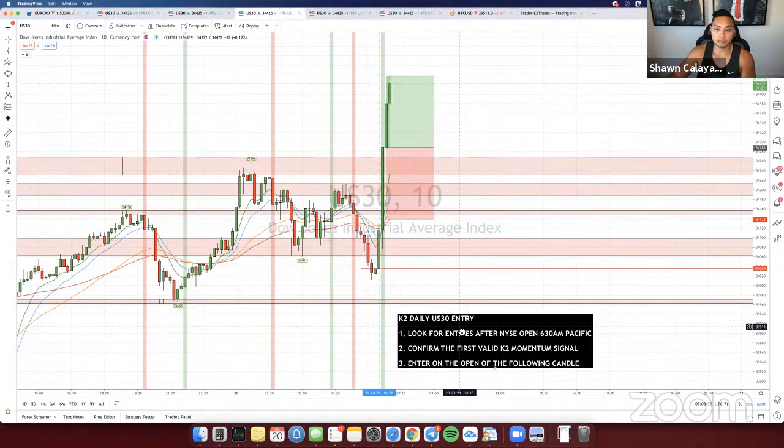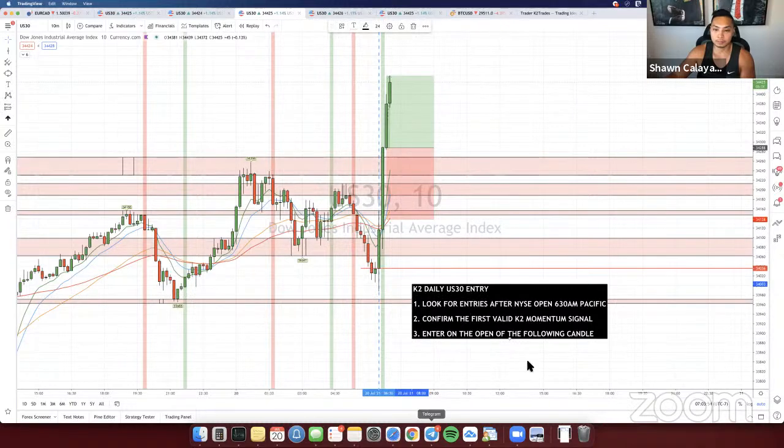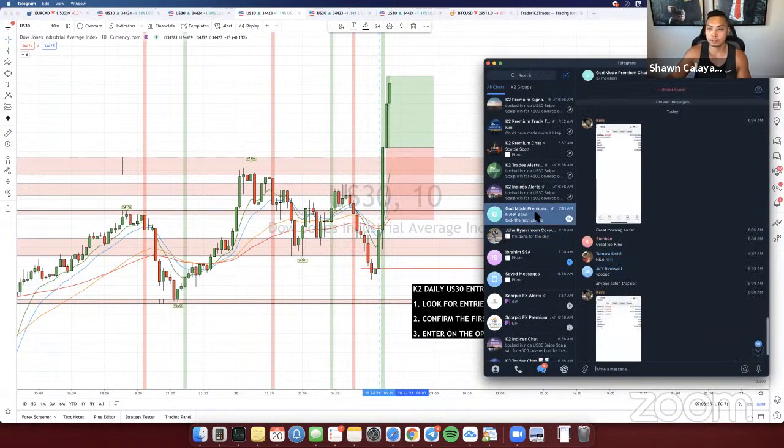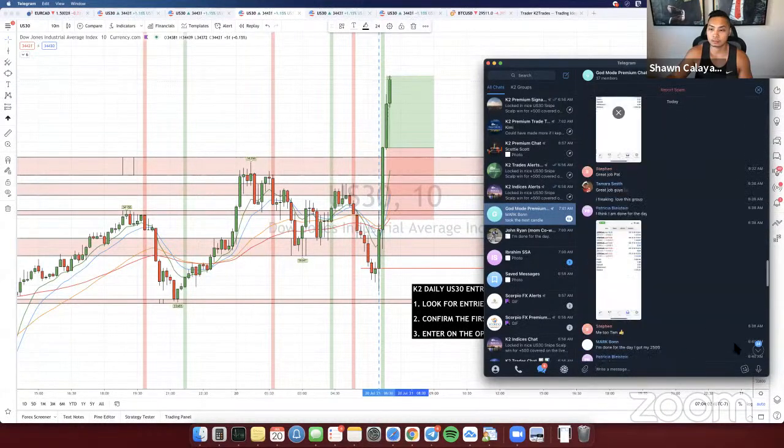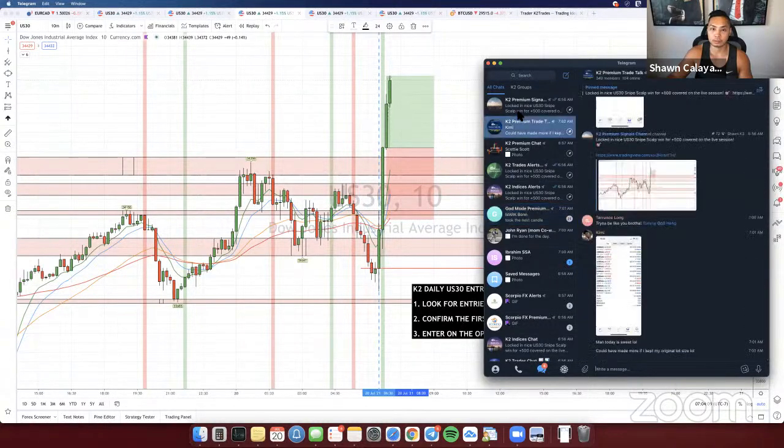So we'll be looking for the retracement still. But yeah, definitely whoever caught it, great work. Let's see if there's anything else right here. Sorry, I'm looking at the wrong group right now.